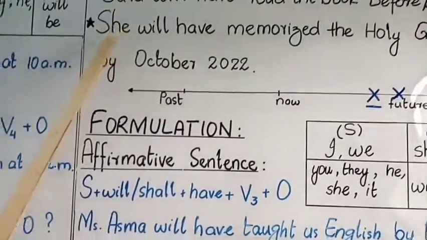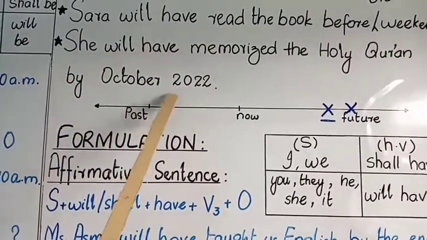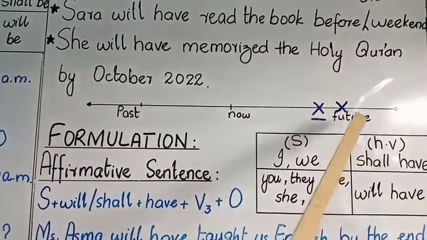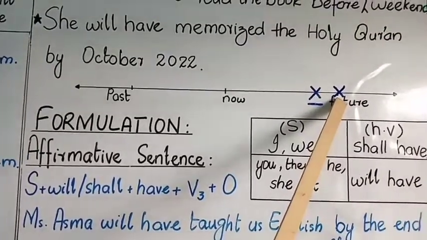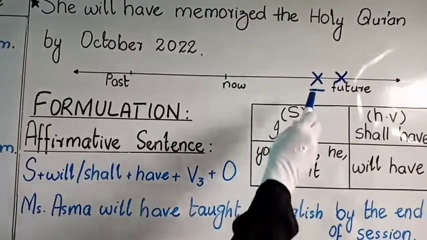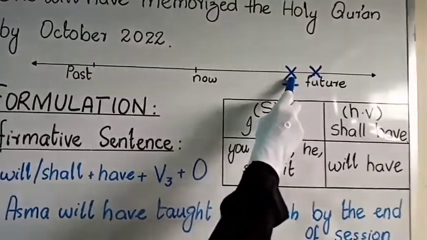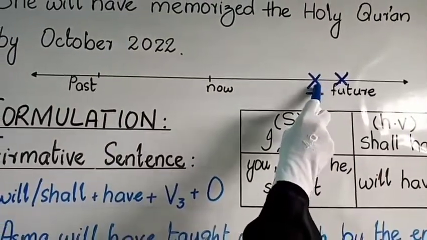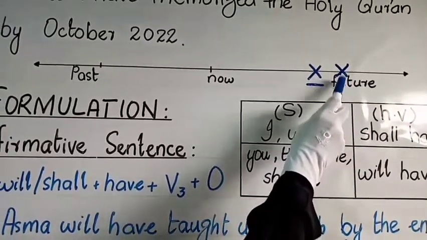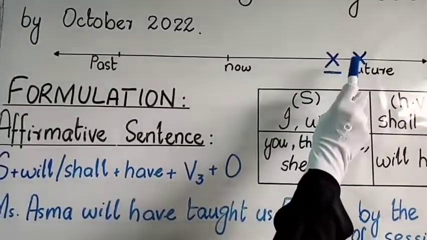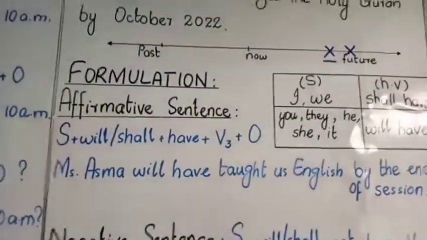Next example is, she will have memorized the Holy Quran by October 2022. So in future, this time will be considered as October 2022, and she will have memorized the Holy Quran by this time. So this action will be future perfect tense. She will have memorized the Holy Quran by or before October 2022. So come to the formulation.